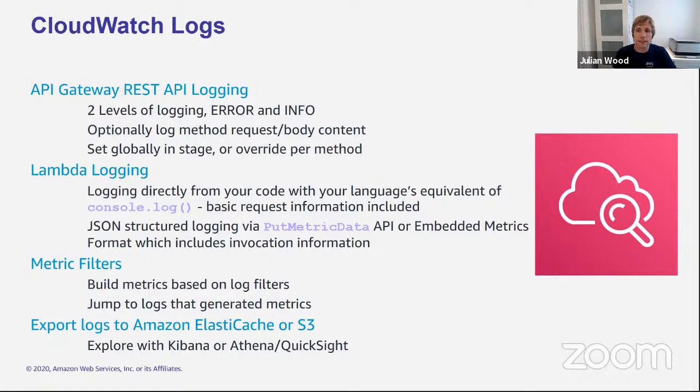This is useful for logging some basic request information, and certainly useful when you're developing. You can also create JSON structured logging, using either the put metric data API call or the new embedded metrics format. I'm going to cover this in more detail shortly. This also then includes additional information, including some of the function invocation info. So once you have your logs being created, you can do a number of things. You can filter them, you can create metrics from them, or even ship them off somewhere else for analysis.